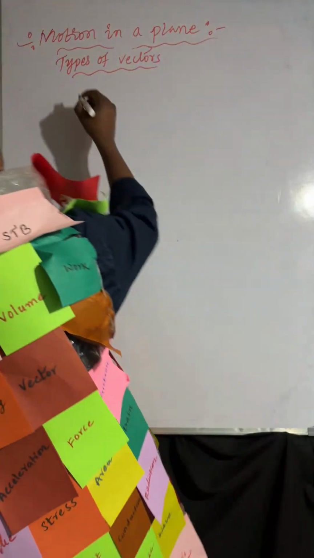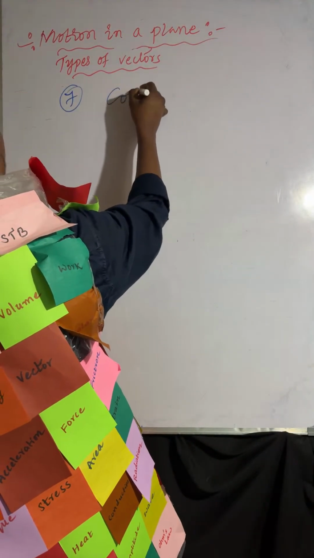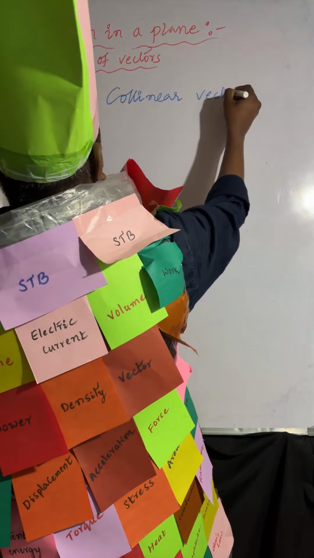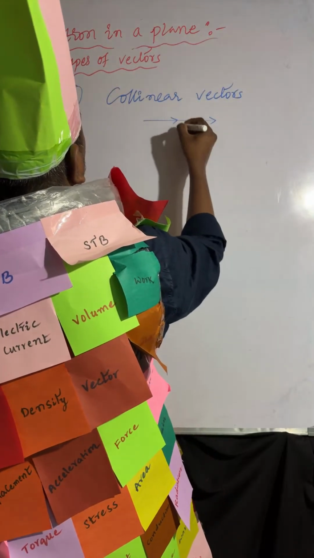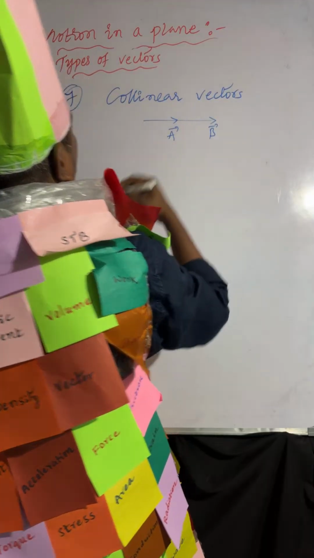Next one, collinear vectors. Seventh one. Collinear vectors. Vectors are acting in the same direction and along the same line, A bar and B bar.